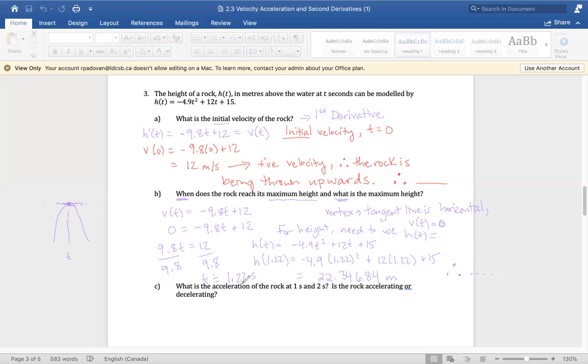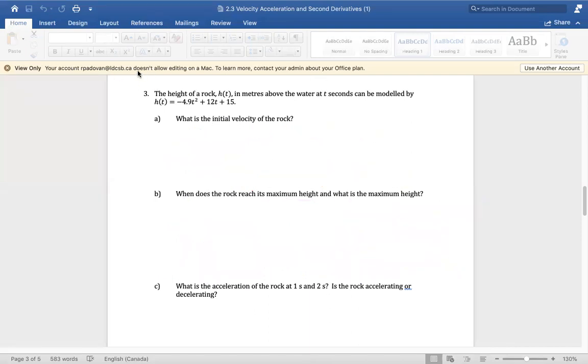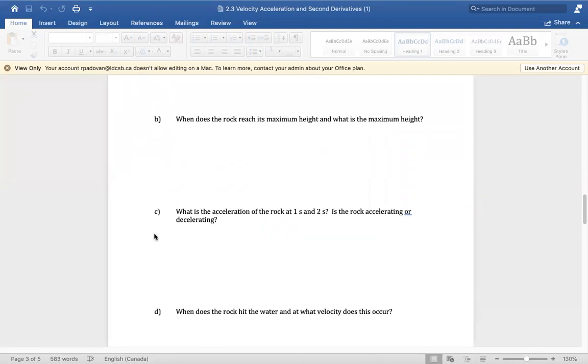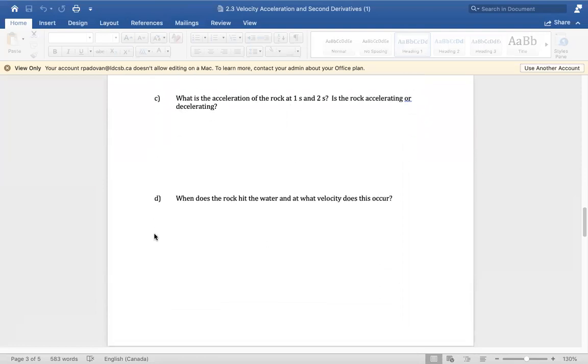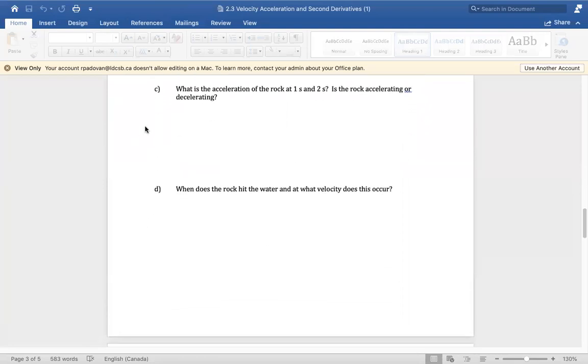Is it going faster and faster and faster and speeding up, or hitting the gas in a car? Or is it slowing? I'm still moving, but I'm slowing down. So kind of like hitting the brake, but you're not stopped yet in the car. Okay, so let's move this up. So first off is to get my second derivative. So let's write that down, that's what we need to do.